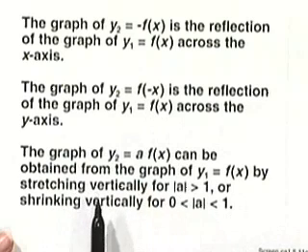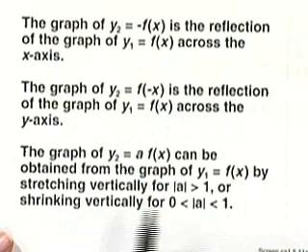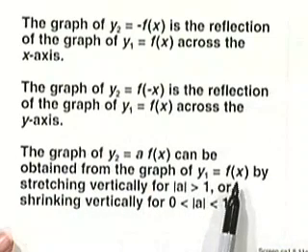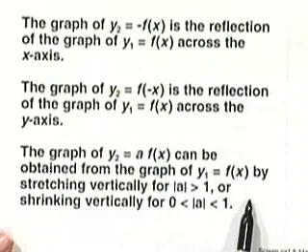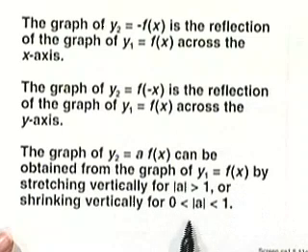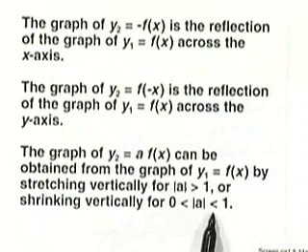The graph of y sub 2 equals a times f of x can be obtained from the graph of y sub 1 equals f of x by stretching vertically for the absolute value of a greater than 1, or shrinking vertically for the absolute value of a between 0 and 1. In other words, the absolute value of a greater than 0 and less than 1. Okay, let's take a look at an example.